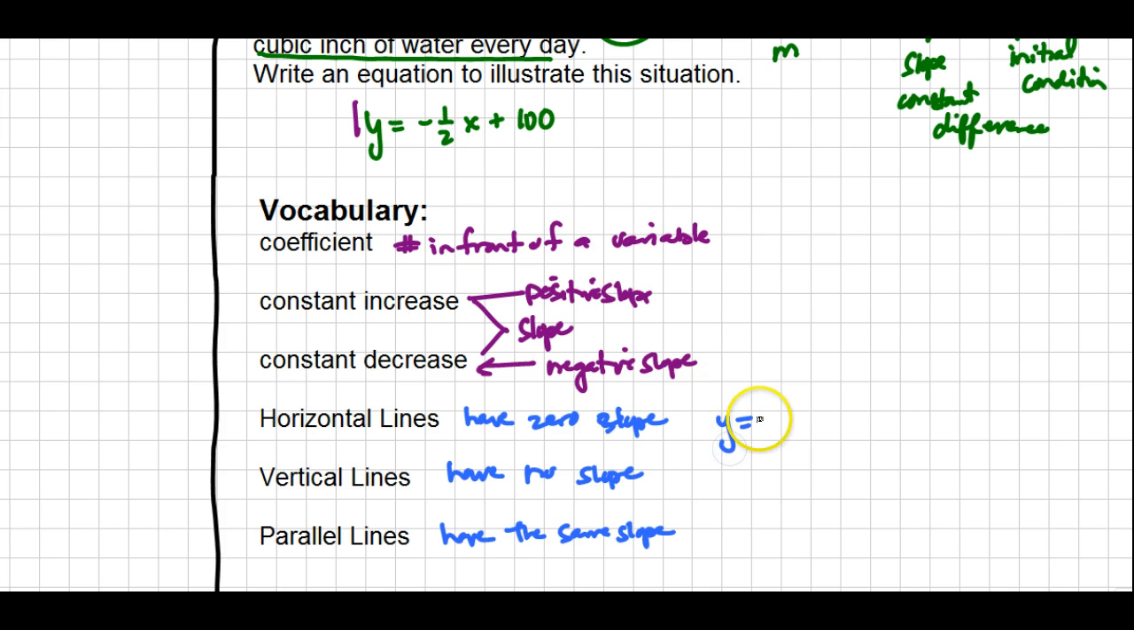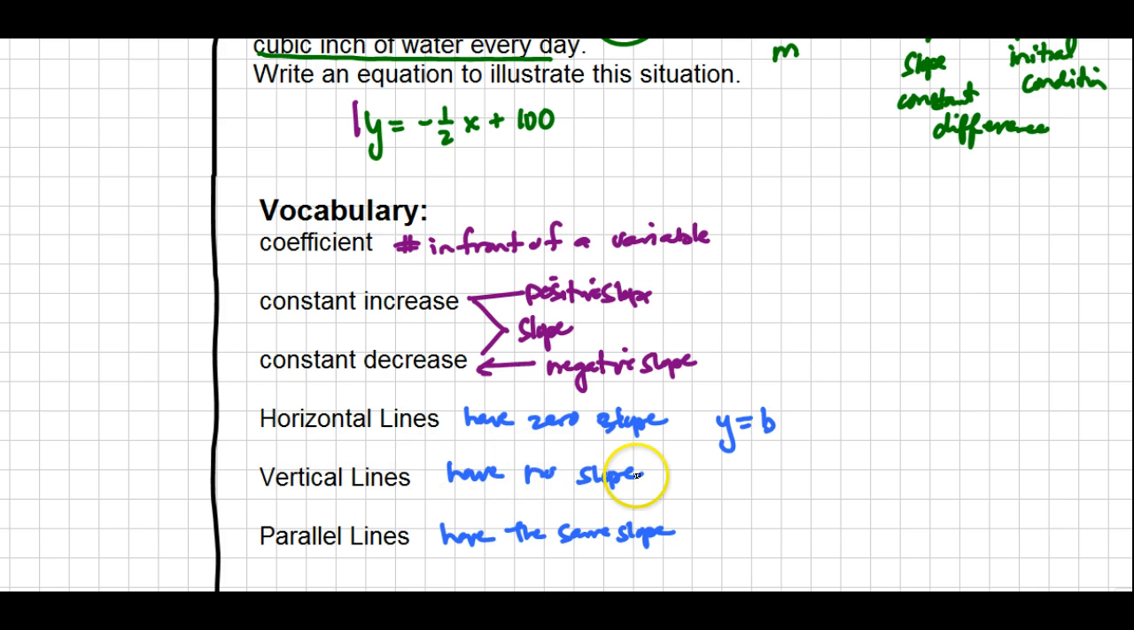Finally, we need to give equations for these. If we use y equals mx plus b, and we know that the slope is 0, 0 times x is 0, giving us simply y equals b. So when you're trying to find an equation for a horizontal line, find where it crosses the y-axis, and then just say y equals that number.